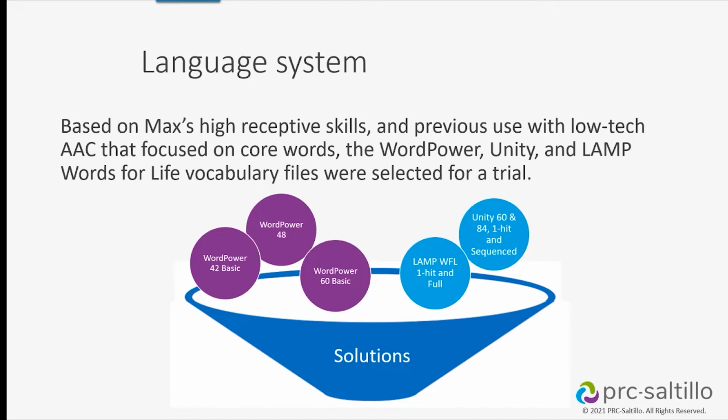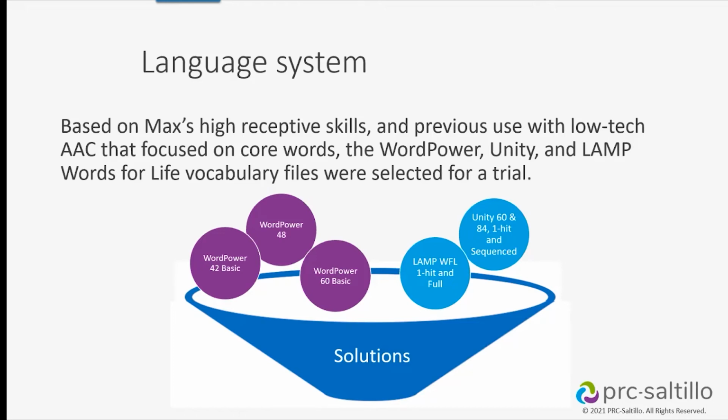We also know that the TouchChat Express 8, soon to be the Via Mini, and the Via Pro, and TouchChat with WordPower all have the WordPower suite as well. So we haven't really narrowed out devices yet, but we're starting to narrow in on the vocabulary. If we look then at the PRC Saltillo Accent line, we are looking at Unity, and the Unity family of software would meet his language needs, because we know that there are several vocabulary files within Unity. So Unity 60 and 84, both the one hit and the sequenced versions of that.